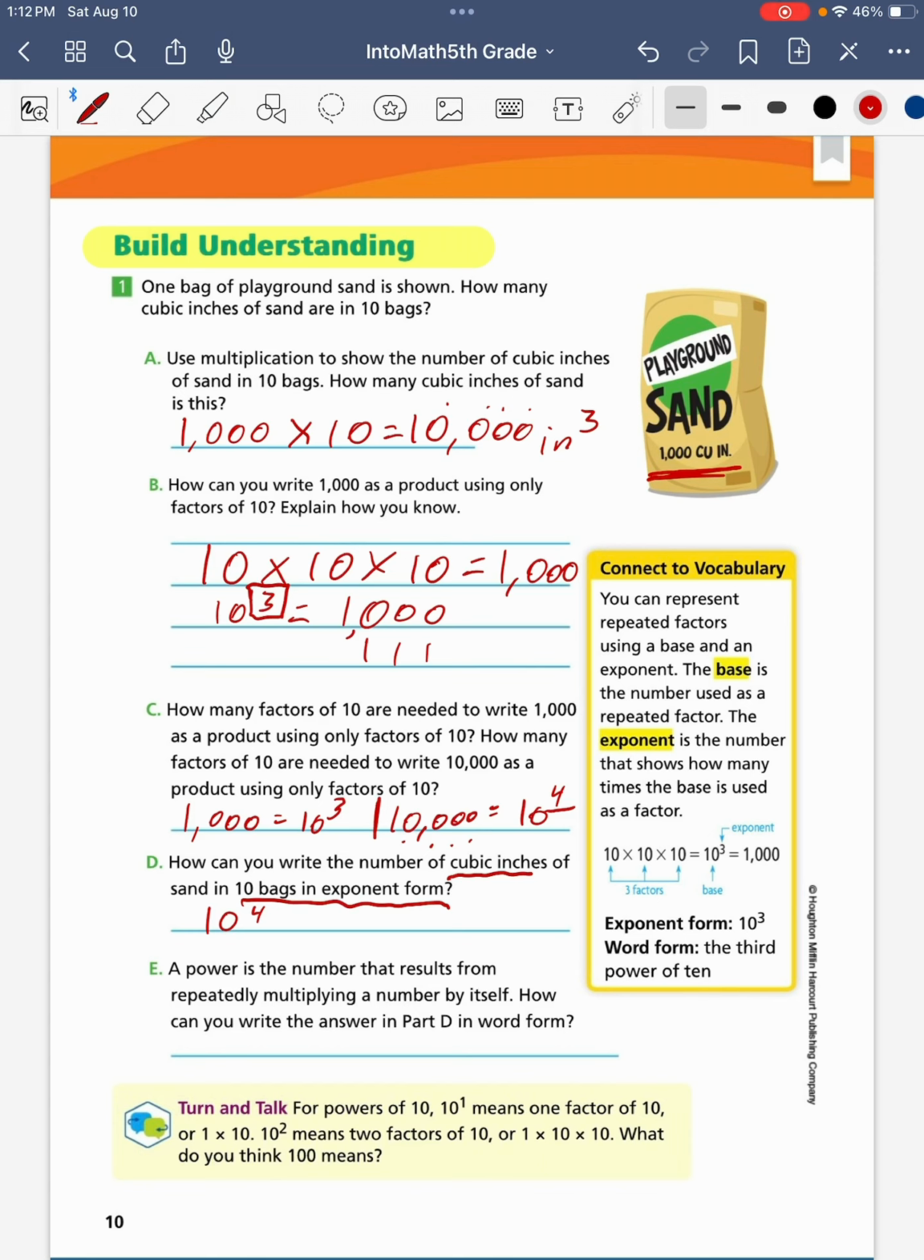Question E. A power is the number that results from repeatedly multiplying a number by itself. How can we write the answer from part D in word form? In word form, we can write it as 10 to the fourth power, or the fourth power of 10. Either are acceptable.